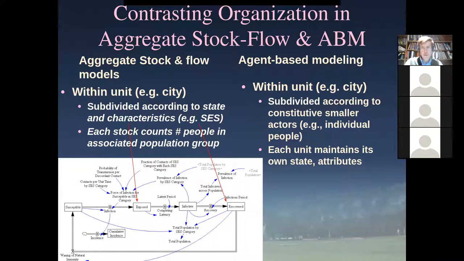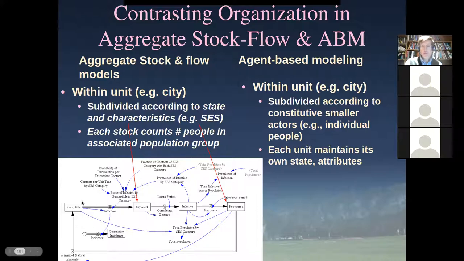Now, it's important for those exposed to compartmental modeling, those exposed to system dynamics modeling, to recognize that agent-based models are kind of like an aggregate compartmental or system dynamics model turned on its head. Particularly within compartmental models, we characterize a system, we divide things up. The unit of organization is according to state and characteristics. So we might divide up a population into susceptible, exposed, infected, recovered. You've seen this many times within this very course.